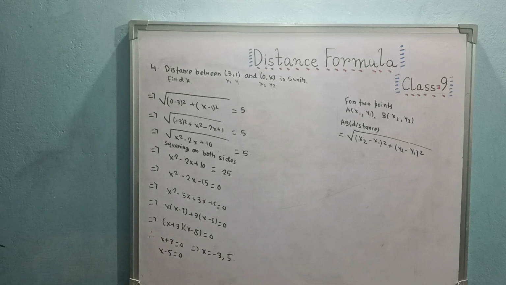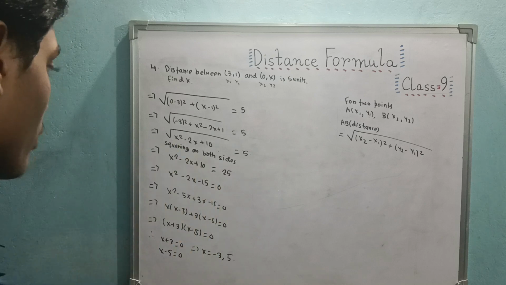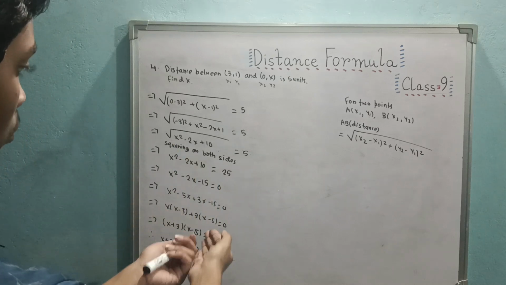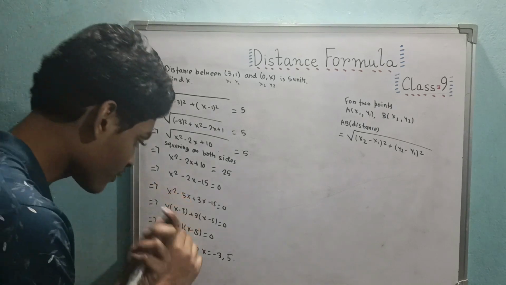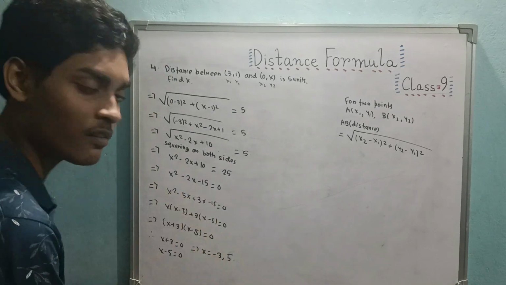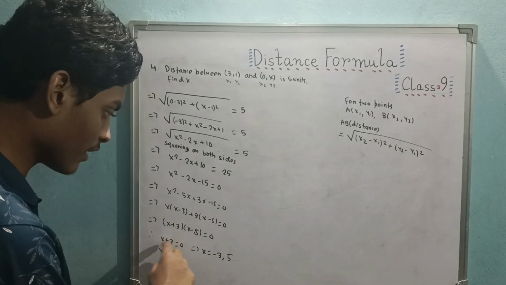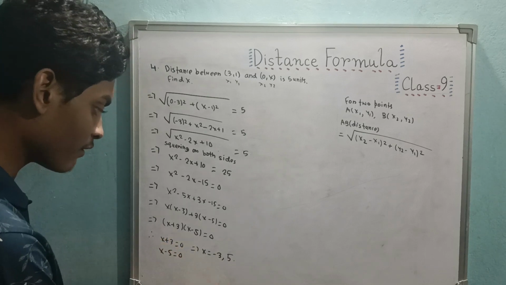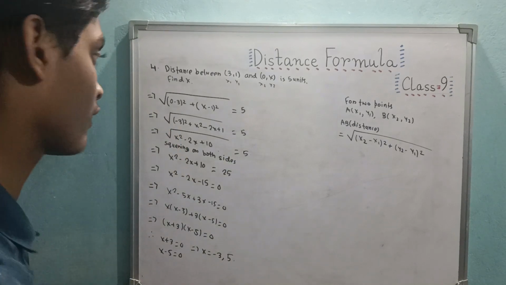Then do the quadratic equation, breaking up the middle term. Minus 5 times 3 is minus 15, minus 5 plus 3 is minus 2. Then take x common: x plus 3 into x minus 5 equal to 0. That means x plus 3 equal to 0 and x minus 5 equal to 0. Then x plus 3 equal to 0, so x equal to minus 3, and x minus 5 equal to 0, so x equal to 5. Those are the two possible values for x.